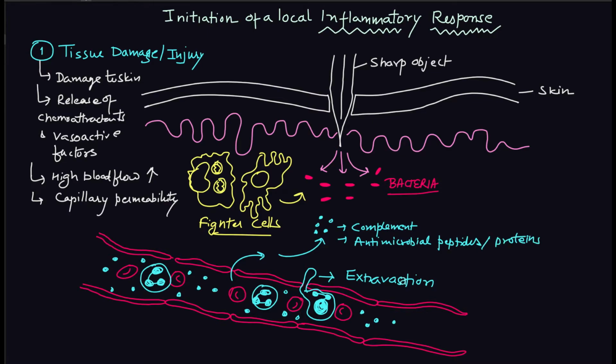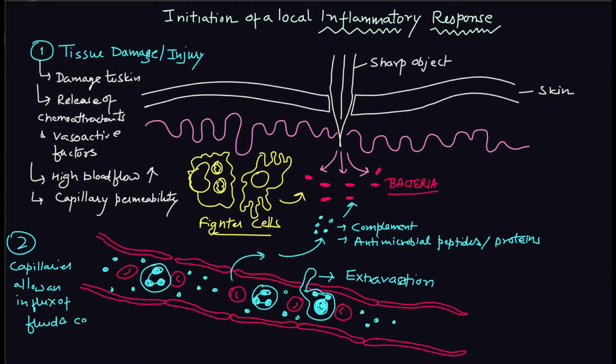right? So let me write down this as a stage 2, where capillaries, they will allow an influx of the cells as well as the fluids that will contain these antimicrobial components. So that is your second stage.